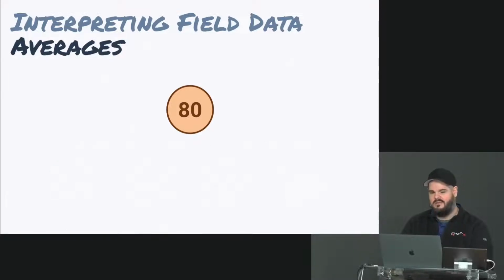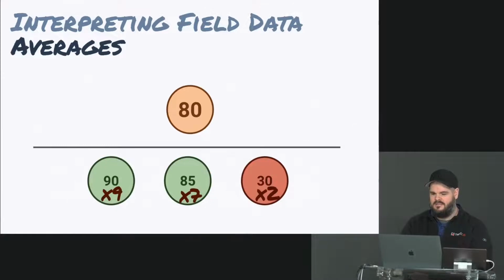Here's another example, also 80. This is the majority of my users have a pretty great score, but I have two people who are just so bad that they drag the average down and make it seem like I'm not doing as well as I am. And so averages are very misleading.